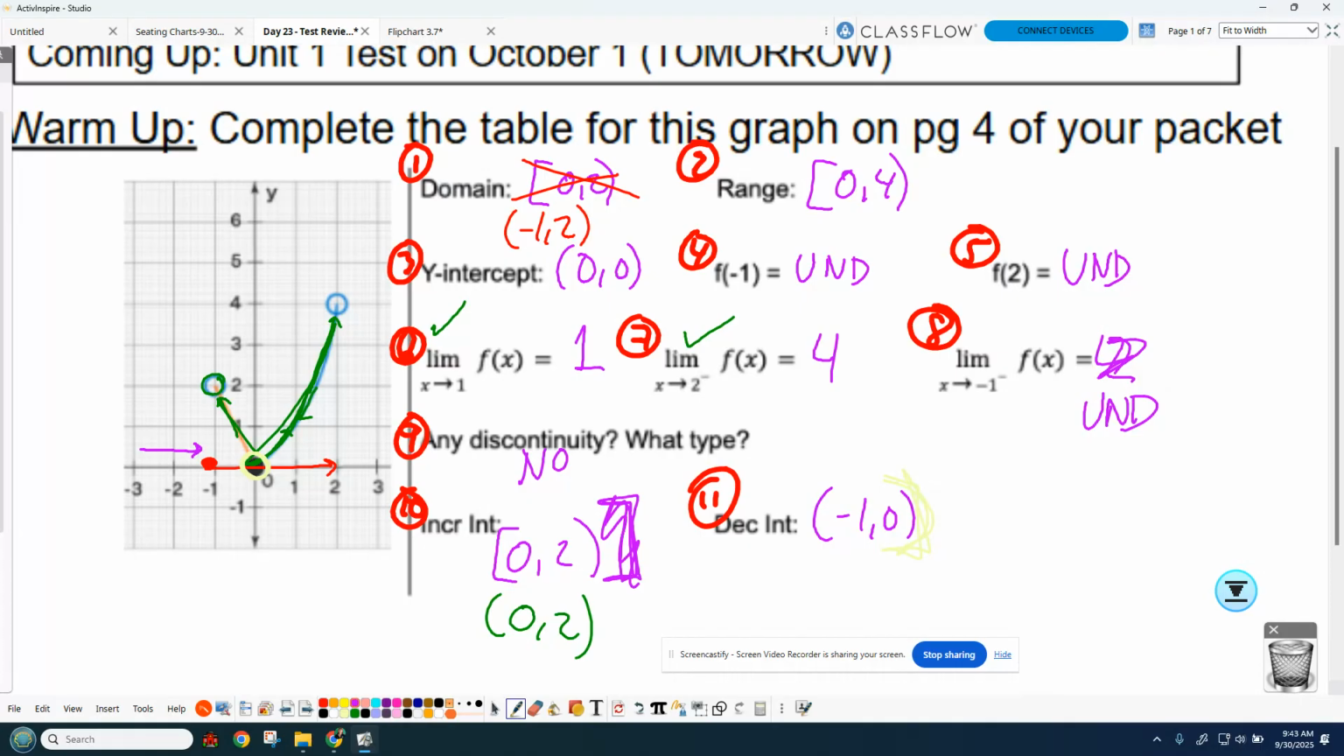Yes? Why is there no discontinuity? Okay, kindergartner test of continuity. Can I put my little crayon down and draw the whole shape without picking it up? So it's continuous.